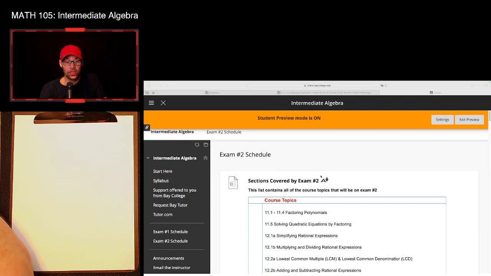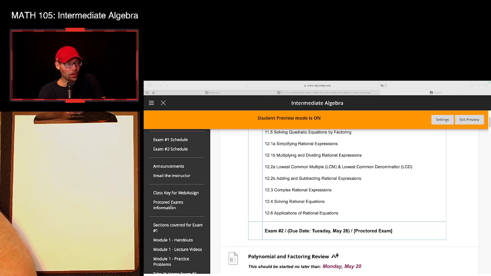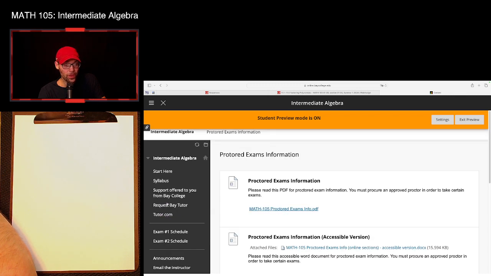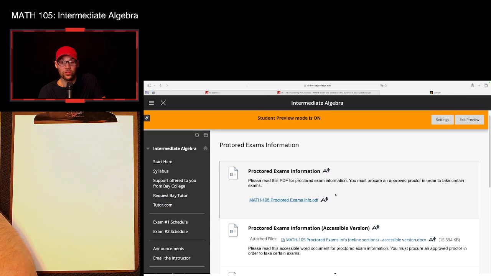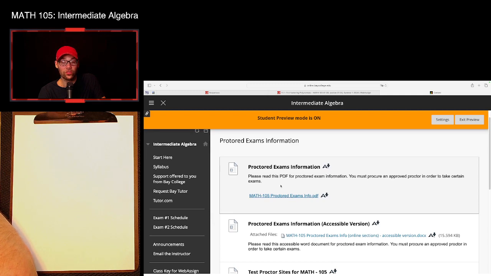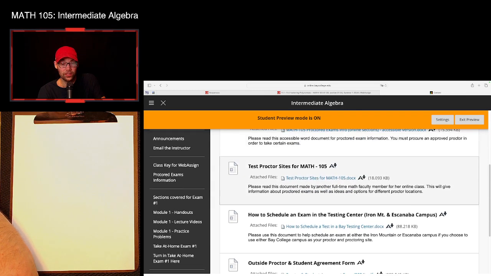And as long as I'm talking about it, why don't we go find that? Any information about proctoring will be off here to the left where it says proctored exams information. And then I give you all the information that you need to know. So before you take a proctored exam, it'd be a good idea to go through the proctored exam information. It'll give you helpful hints.